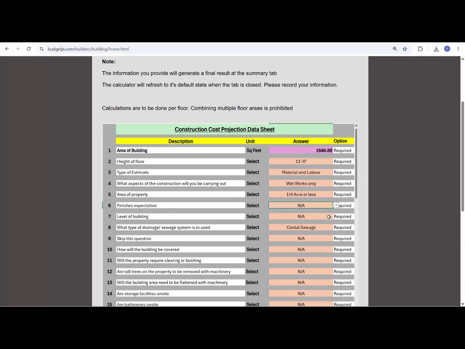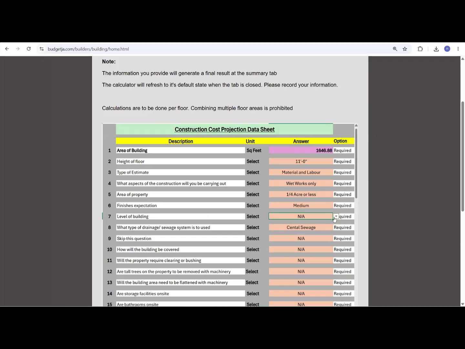Now, question 6 is asking about finishes expectation. We often know finishes from the point of getting basic grade, medium grade, or high-end finishes. So in that, you are going to specify one of these. In most cases, people are going medium because it's midway between.